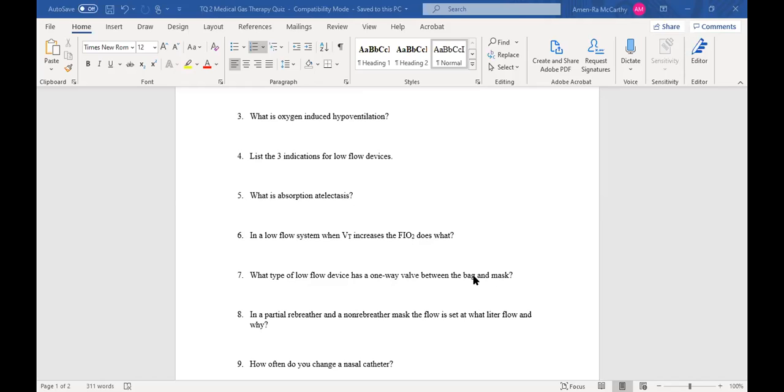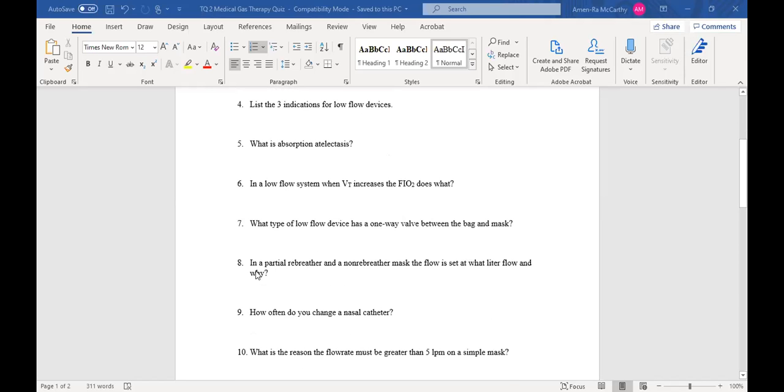All right, Ms. Cummings, in a partial rebreather and a non-rebreather, the flow is set to what liter flow and why? 8 to 10. Yes, 8 to 10 to prevent CO2 accumulation. Okay, to prevent CO2. There's really no CO2 there, but if you don't have enough flow, it will start to build up.